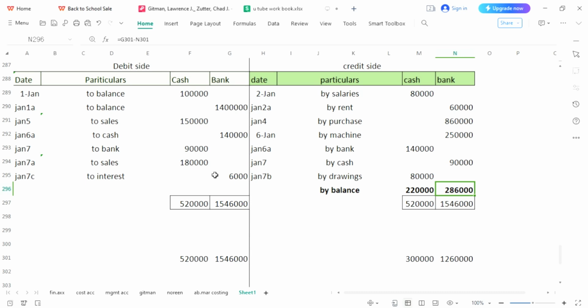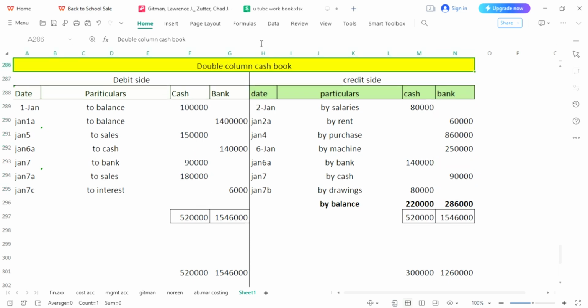So in this way our process of making the cash book has been completed and you can see that we have done a double column cash book, where two columns have been used: cash and bank on the debit side, cash and bank on the credit side. That is why it is called a double column cash book. But the procedure is the same, the method is the same, the posting is the same.